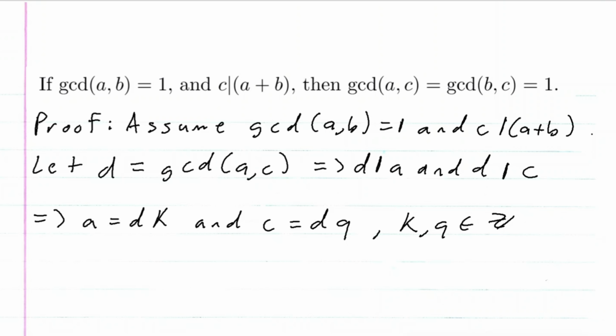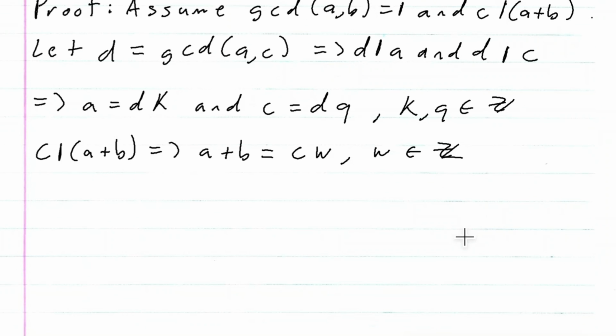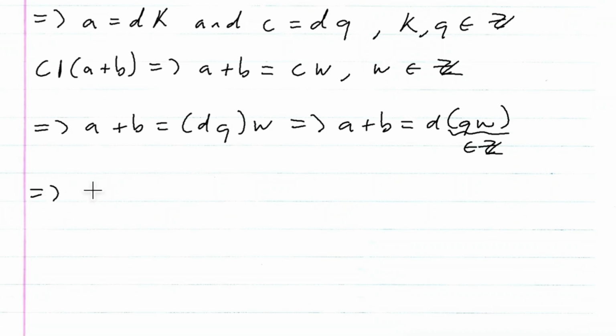All right, so now we go back to what we know: C divides A plus B. So this implies A plus B is equal to CW, where W is some integer. Now I can see that C is the same thing as DQ. So in this equation, this implies A plus B is equal to DQ times W. Or better yet, using the associative property, A plus B is equal to D times Q times W, where Q times W is just some integer. So this means that D divides A plus B.